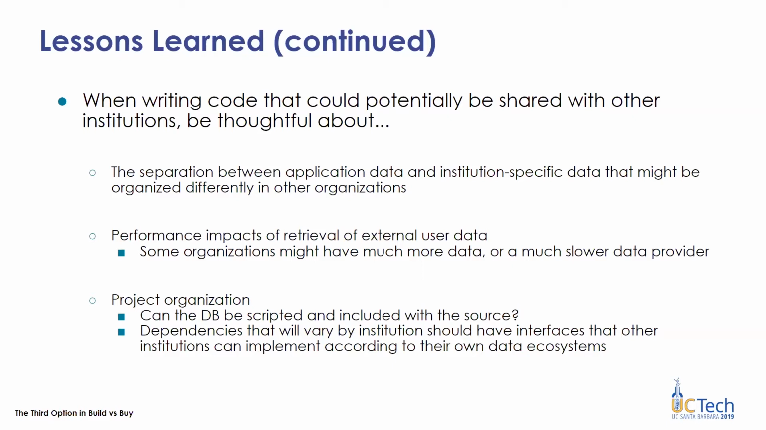Performance aspects. I think UC Davis probably doesn't have quite as many students as we do, so they may have had faster data access for their student data, but once we hooked it up to our system, it was really slow. So be thoughtful about the fact that other institutions might not have the same performance with retrieving data, and maybe use lazy loads and things like that where you can.